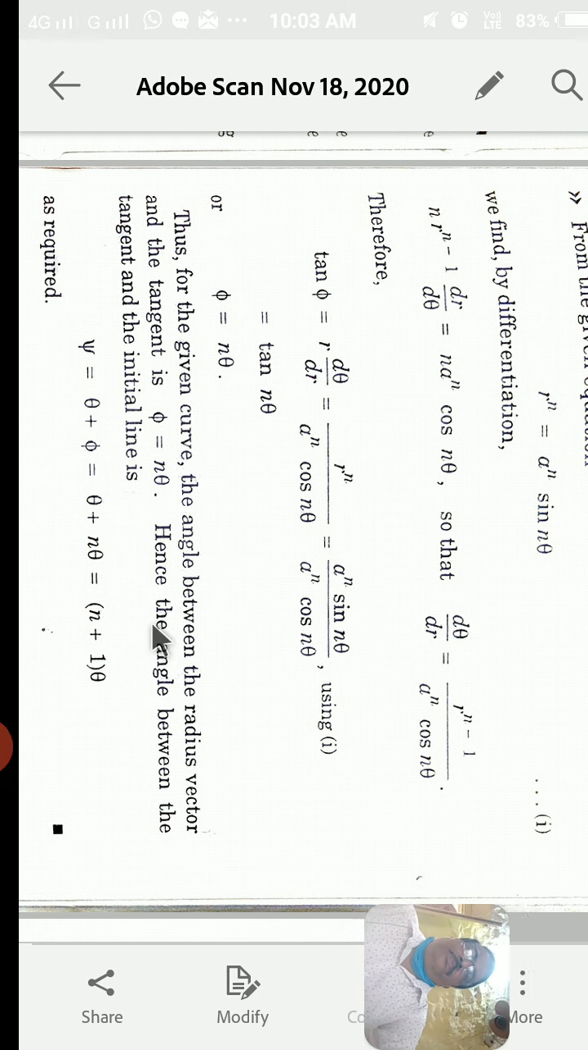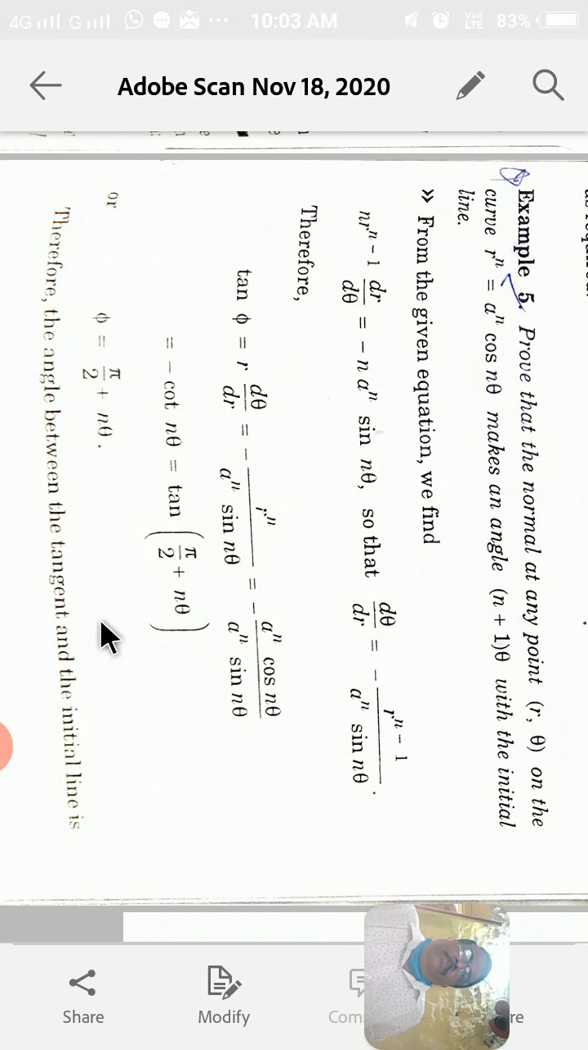Okay, next, similarly, another problem we have. Prove that the normal at any point r theta on the curve r raised to n is equal to a raised to n cos n theta makes an angle n plus 1 theta with the initial line. Again the same thing: take the curve r raised to n equal to a raised to n cos n theta, differentiate, find phi. Differentiate with respect to theta, then find d theta by dr, then find tan phi, then tan will get cancelled, then you will get the phi value.